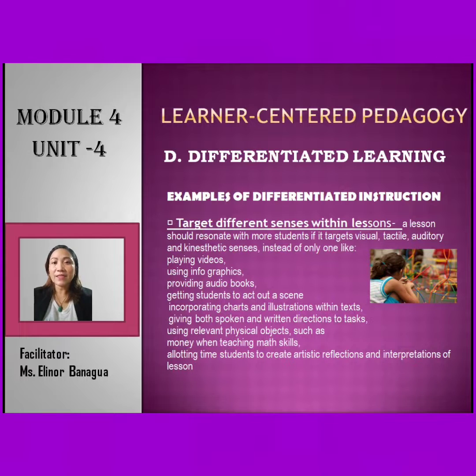The second one is target differences within lessons. A lesson should resonate with more students if it targets visual, tactile, auditory, and kinesthetic senses instead of only one, like playing videos, using infographics, providing audiobooks, getting students to act out a scene, incorporating charts and illustrations within text, giving both spoken and written directions to tasks, using relevant physical objects such as money when teaching math skills, and allotting time for students to create artistic reflection and interpretation of the lesson.